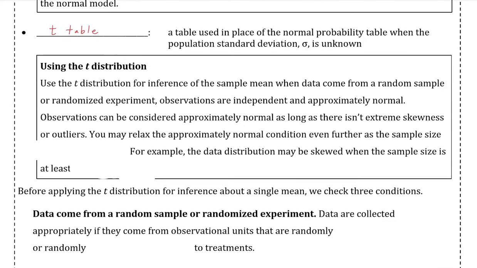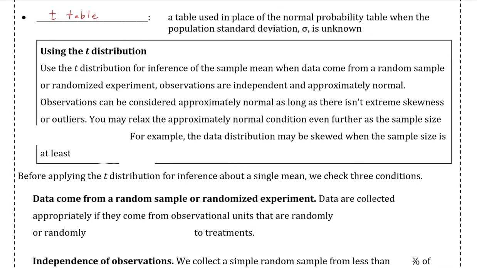As a summary of the t-distribution from this video and the prior one, use the t-distribution for inference of the sample mean when data comes from a random sample or randomized experiment, observations are independent, and approximately normal. That last note of it being approximately normal, note that observations can be considered approximately normal as long as there isn't extreme skewness or outliers. This was known as the central limit theorem.